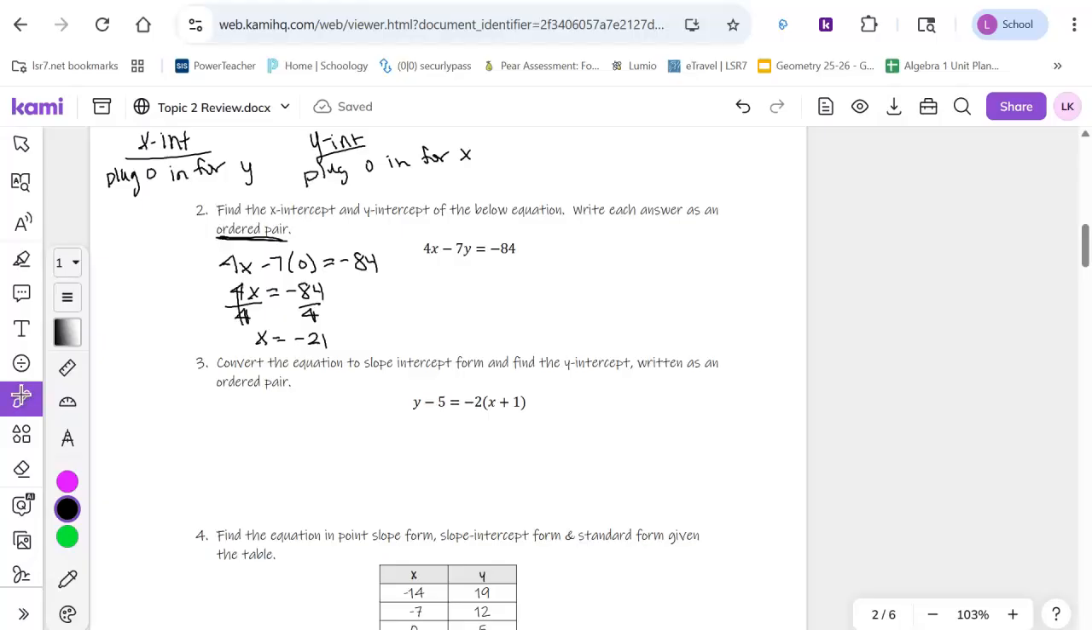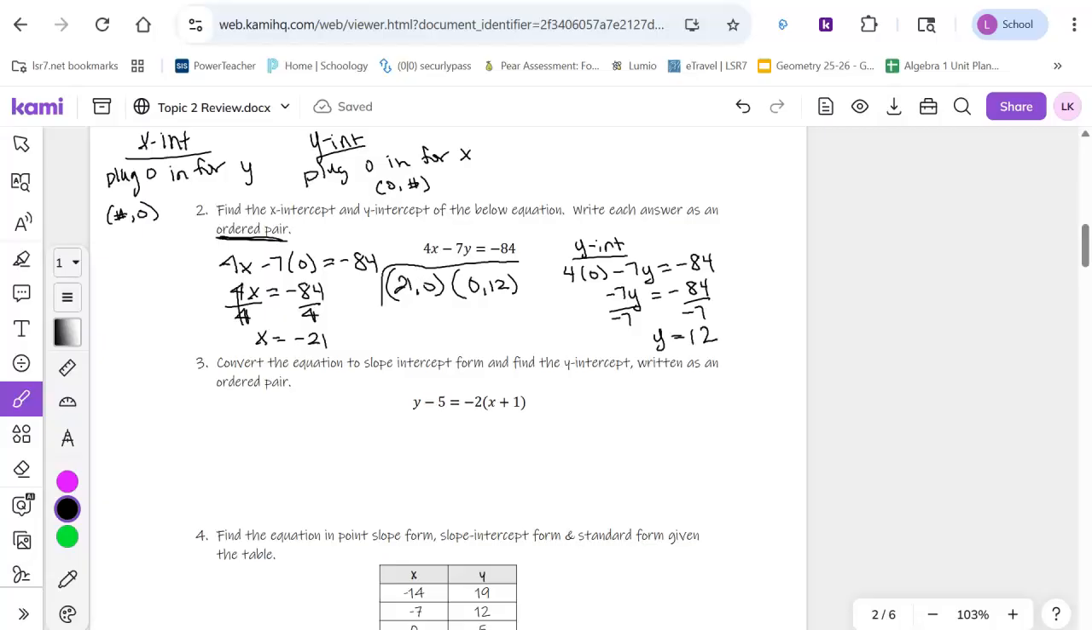So then I'm going to do this for the y-intercept. I'll write that like that. There you go. Then I'm going to have 4 times 0 minus 7y equals negative 84. 4 times 0 is 0. Negative 7y equals negative 84. Divide both sides by negative 7. Y equals 12. Now, to put them in ordered pairs, remember for x-intercept, you have a number and 0. For y, you have 0 and a number. So for x-intercept, I have negative 21, 0. And then I have 0, 12. And that's my answer.